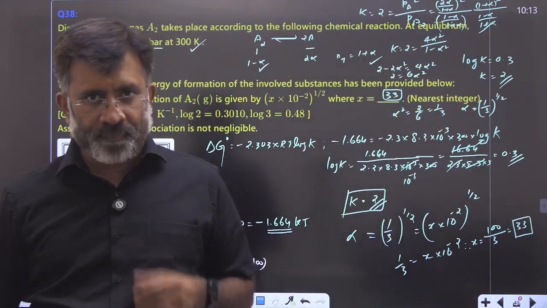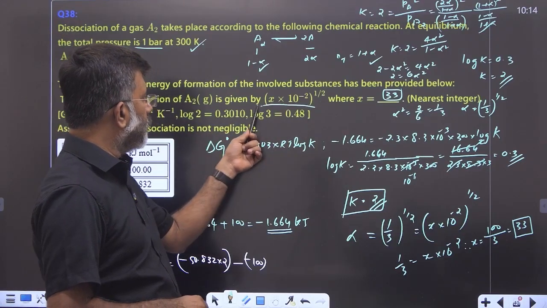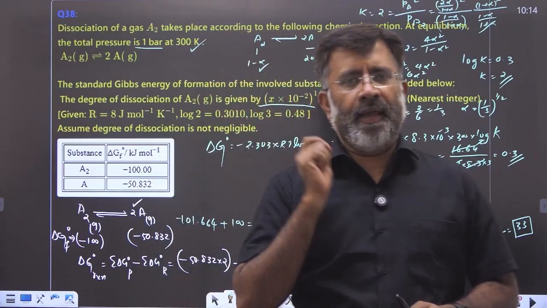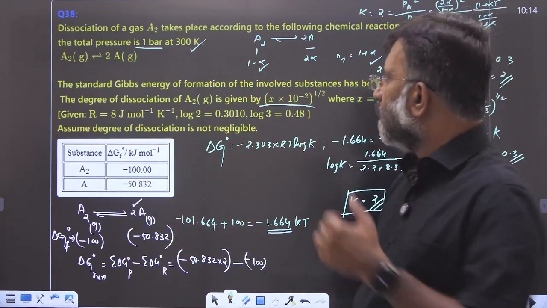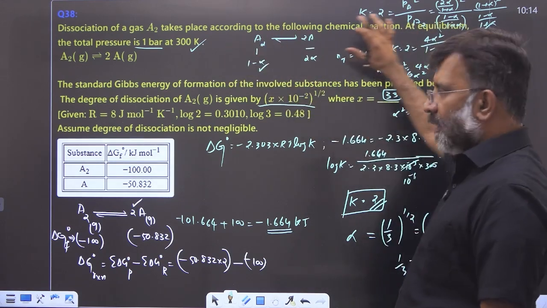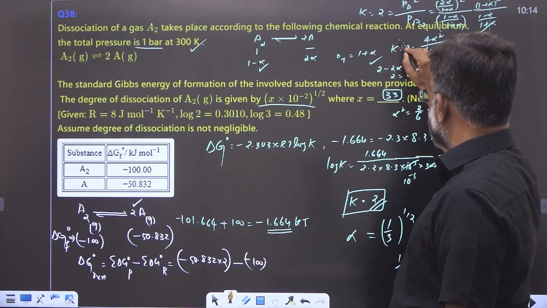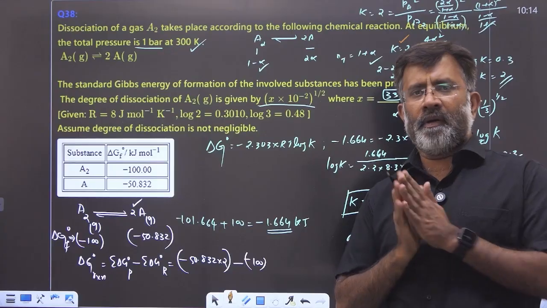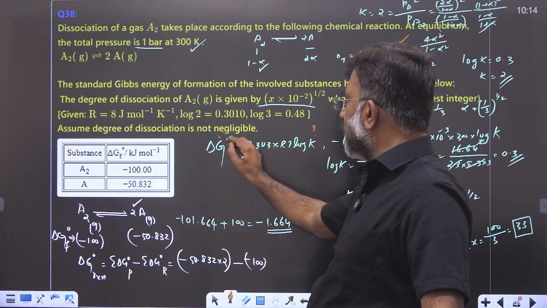I'll repeat. Once again, we need to find out degree of dissociation alpha. That is expressed as x into 10 power minus 2 whole raised to half. Okay. So finding alpha, this will be the procedure, for which we need to know what is K. How to get K? K can be calculated if you know delta G. So to get K, we need delta G.